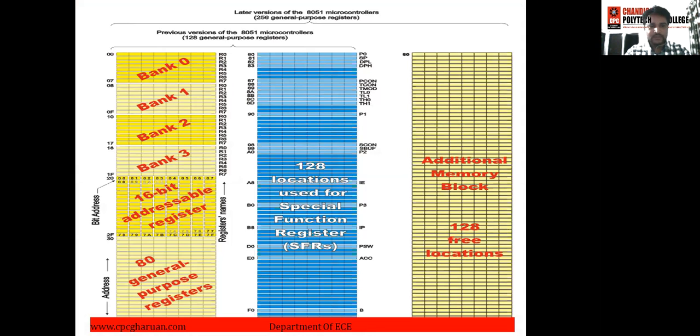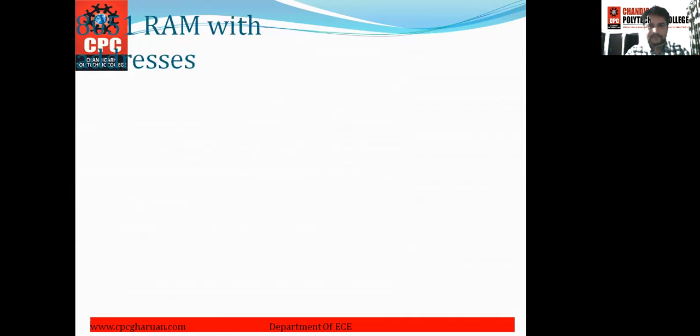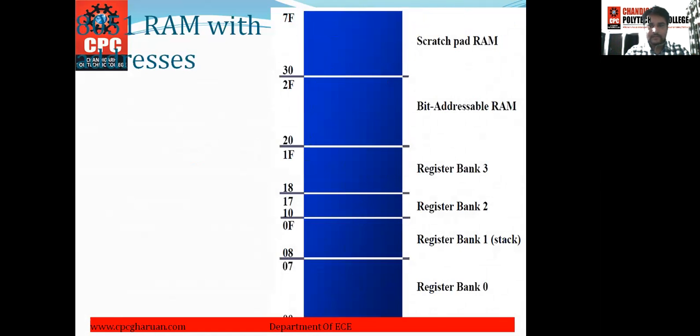This slide also shows the RAM address that we already have discussed. As you can see here, register bank 0 ranges from 00H to 07H, and register bank 1, that is the stack we will use in 8051, ranges from 08 to 0F. Next is register bank 2, that ranges from 10H to 17H. The 18H to 1FH range is reserved for register bank 3.